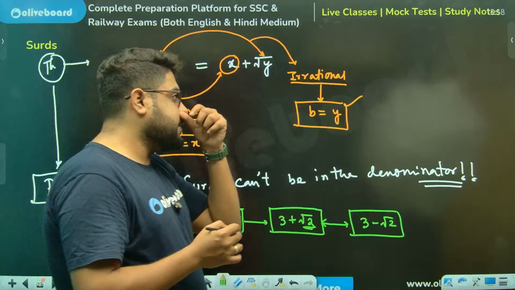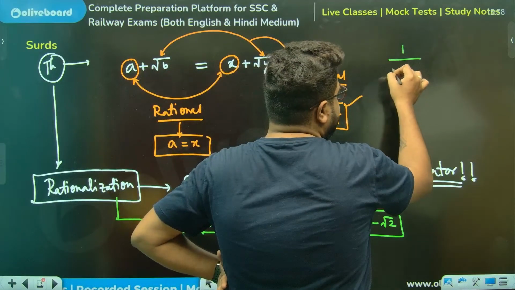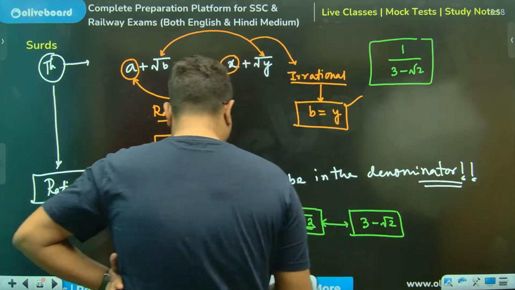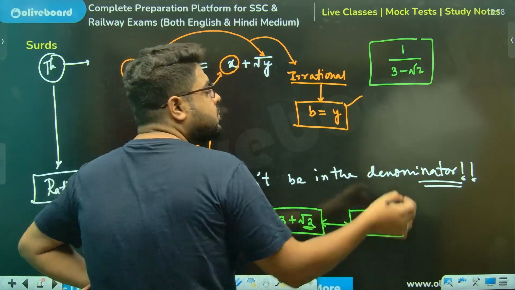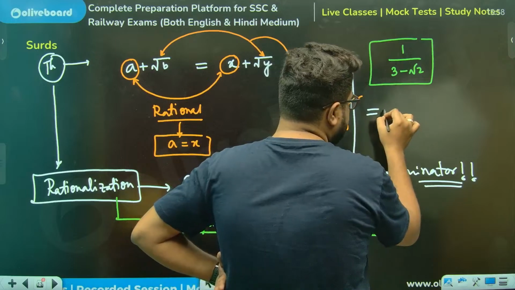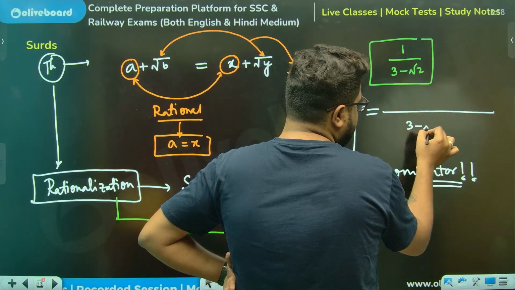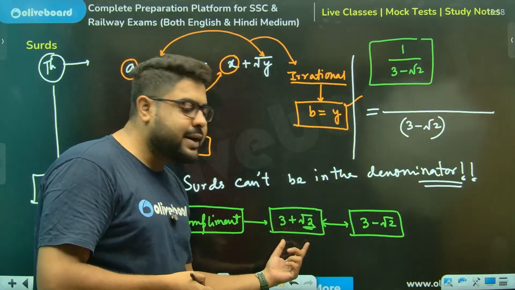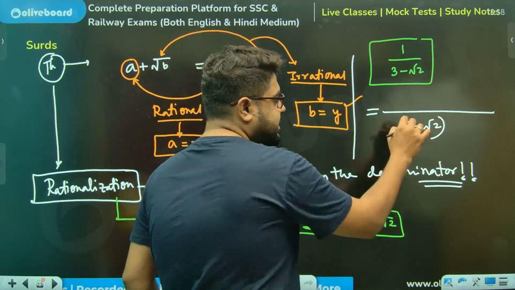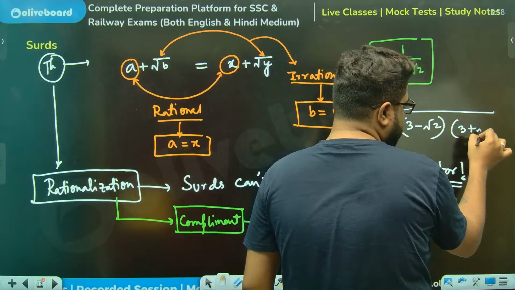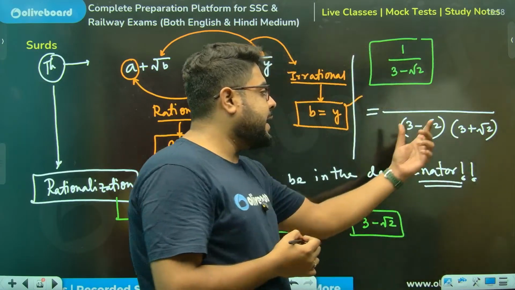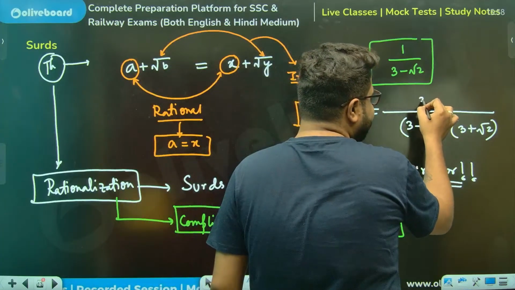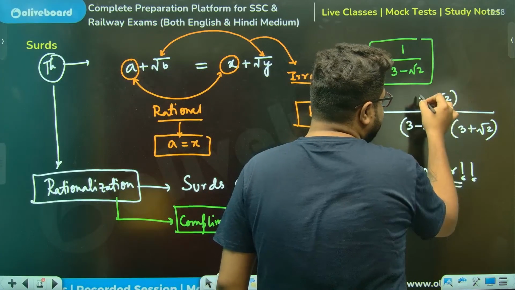Let me just show you an example. Let's say there is 1 by 3 minus root 2. Again, I cannot keep any surd like this. You should not. So what do you do, sir? You see the rationalization process. 3 minus root 2 is there, so I have to rationalize. I have to multiply this by its complement. The complement is this, 3 plus root 2. Just change the sign. So multiply by 3 plus root 2. Now again, if I'm multiplying in the denominator, I must do the same thing in the numerator.